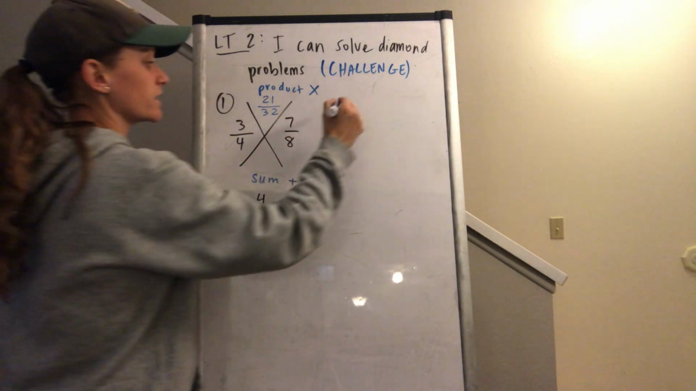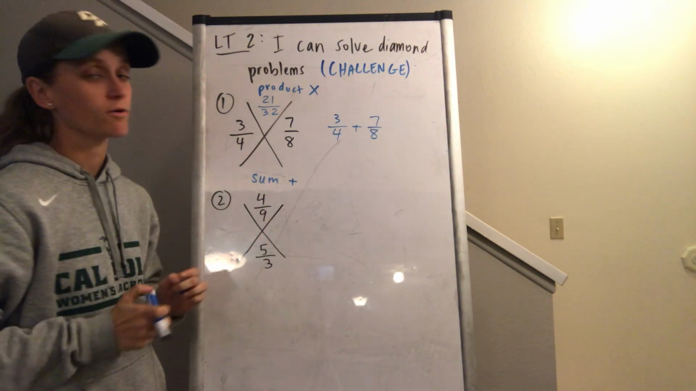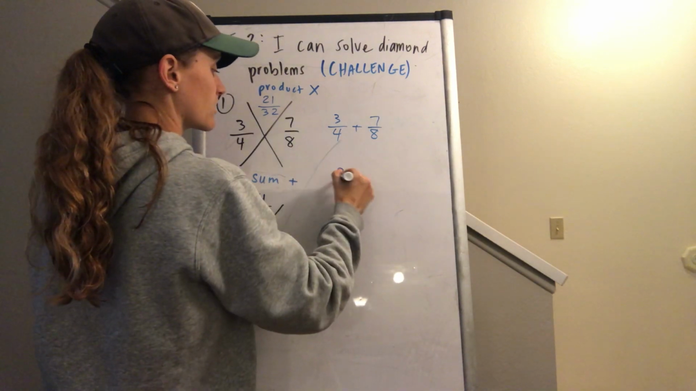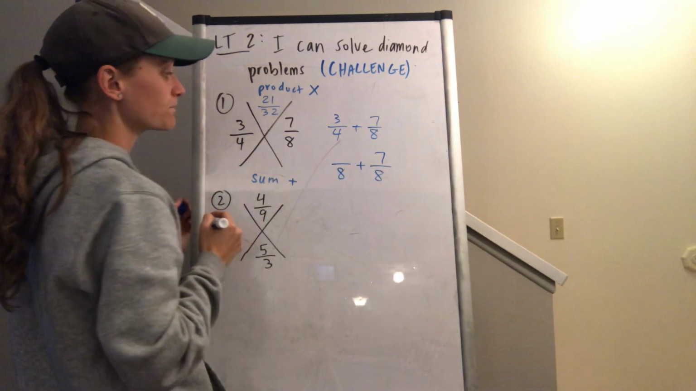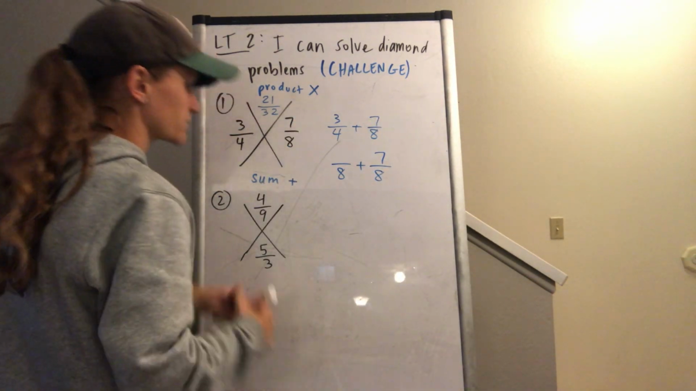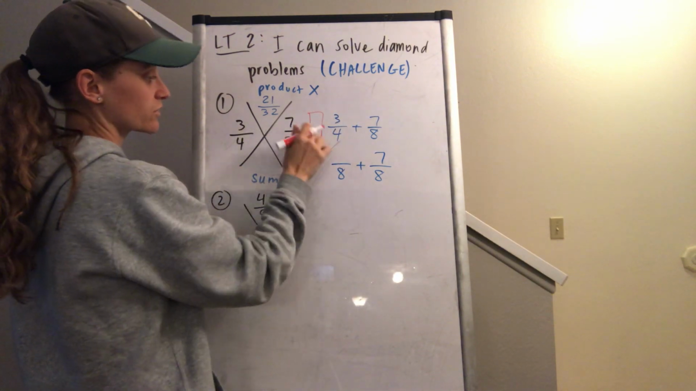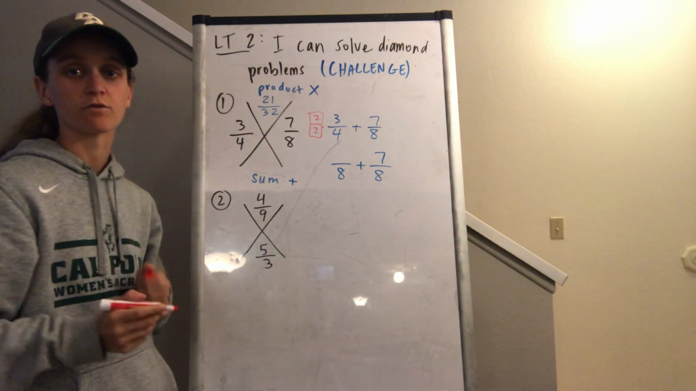For the bottom, I need to do 3/4 plus 7/8. But remember when you add or subtract fractions, you have to get common denominators. So my common denominator here would be 8. So this one's just the same. And then I need to multiply by my giant 1. And so 4 times 2 is 8. And so that's how I know I'm going to multiply by 2 over 2.